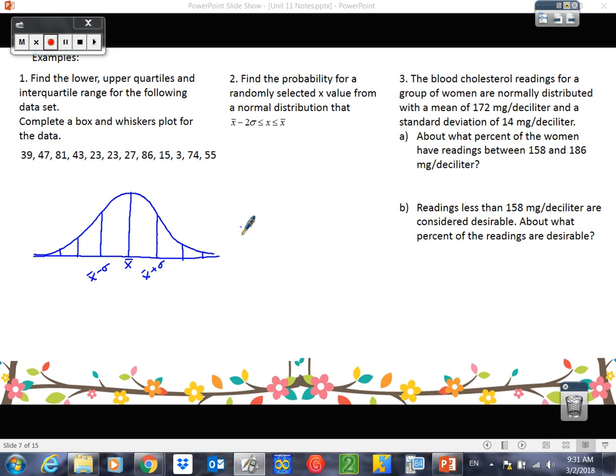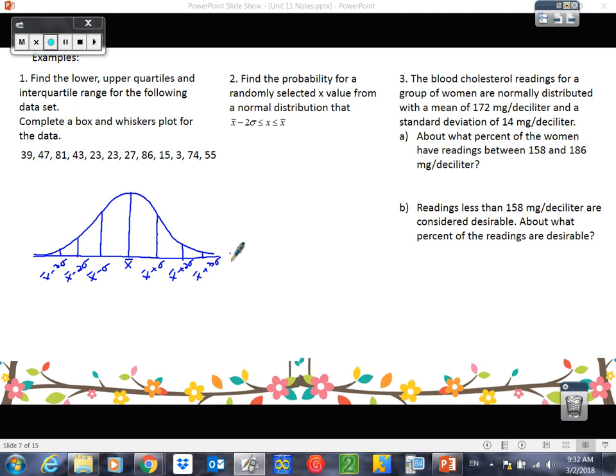Then keep going out. This would be the mean minus 2 standard deviations, and this would be the mean plus 2 standard deviations. And the last one that we're going to look at is 3, so this would be the mean minus 3 standard deviations, and this would be the mean plus 3 standard deviations.